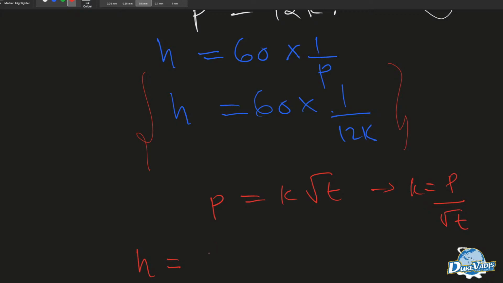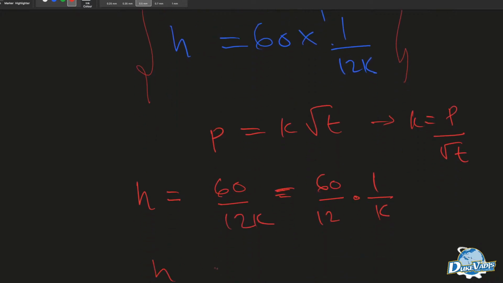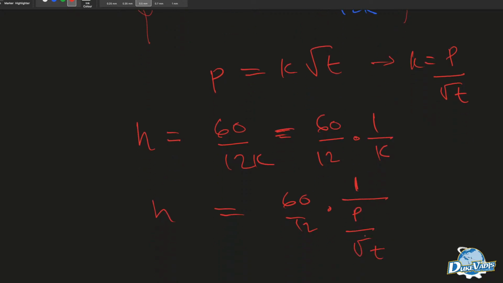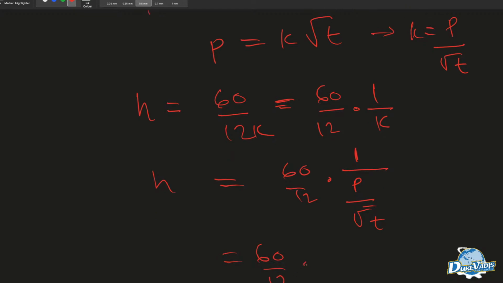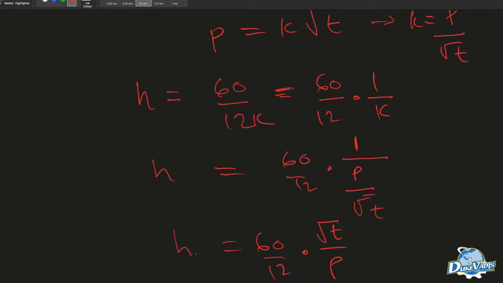So that H is equal to 60 over 12K. Let's multiply it. This is 60 over 12 times 1 over K. Now we know K, so 1 over K is 1 over P square root of T. So we have 60 over 12 times square root of T over P. That goes to H.